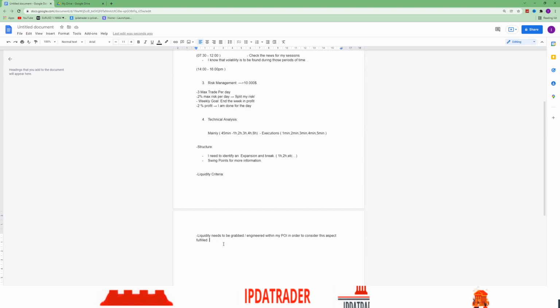So, and in terms of liquidity, hidden and visible liquidity are both valid, okay? So that means whether that is hidden or visible liquidity that is being grabbed, that's going to fulfill my aspect. And I'm going to favor Asia highs and Asia lows because in my experience, those are the most effective liquidity pools you want to see grabbed into your point of interest, okay? That's going to serve you extremely well in terms of actually confirming your liquidity criteria. So that's for me, okay?